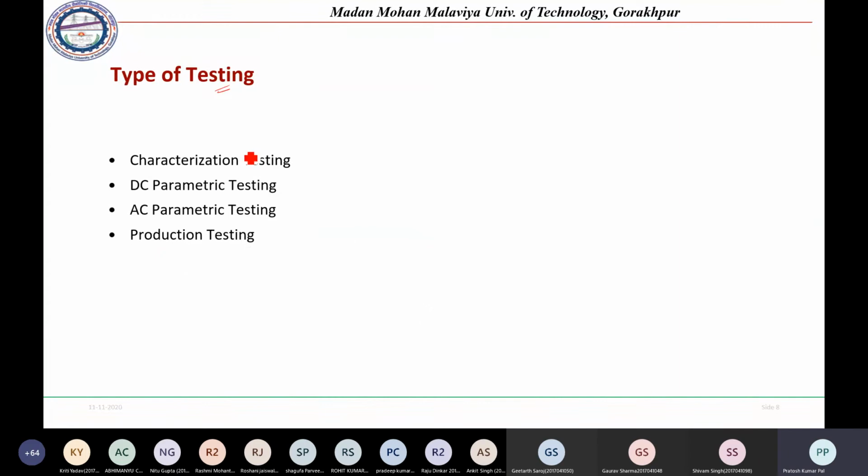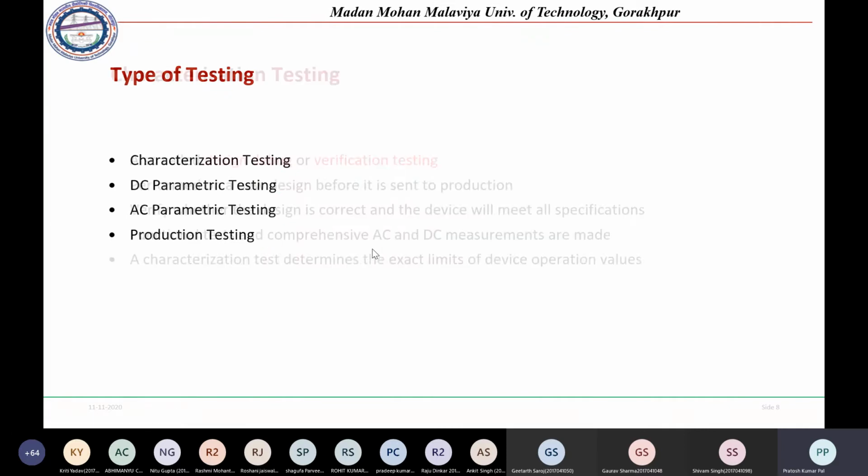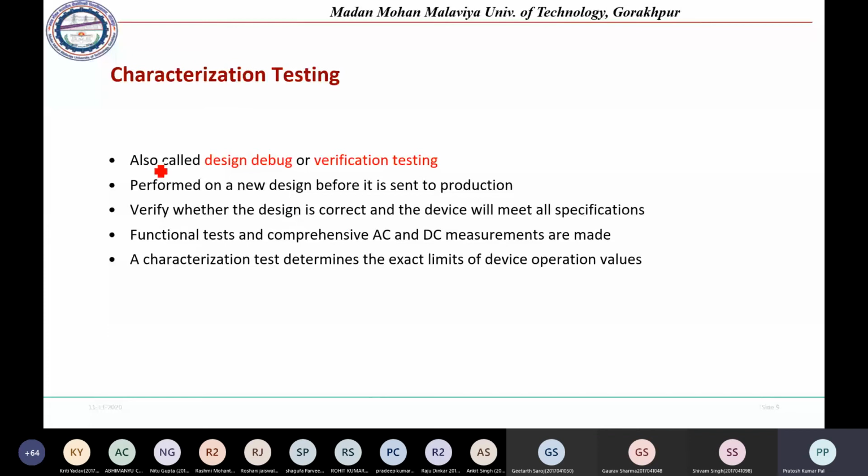We will basically be focusing on characterization testing, DC parametric testing, AC parametric testing, and production testing. Characterization tests are basically the tests done before the chip is fabricated. It is also called design, debug, or verification testing. It is performed on a new design before it is sent for production. That is called characterization testing.